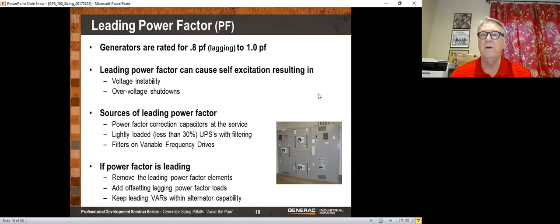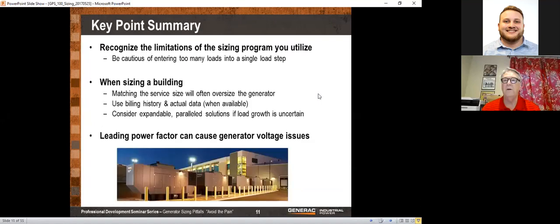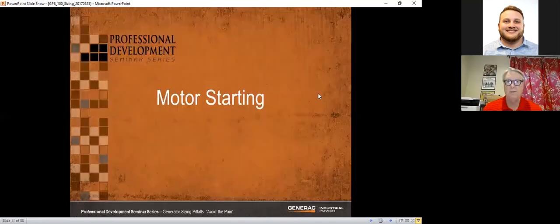Generators can take some leading power factor, but it must be within the reactive capability curve of the alternator, and we don't have time to really get into the details of that. But a little leading power factor is not necessarily bad. Lots of leading power factor can cause generator instability. Okay, here are some of our key point summaries.